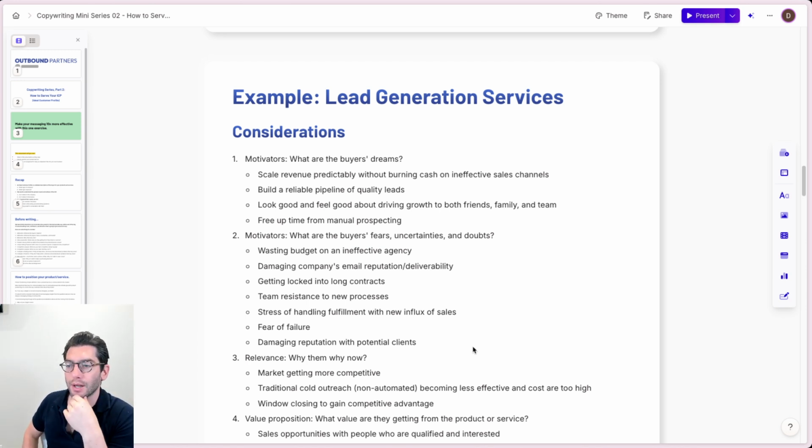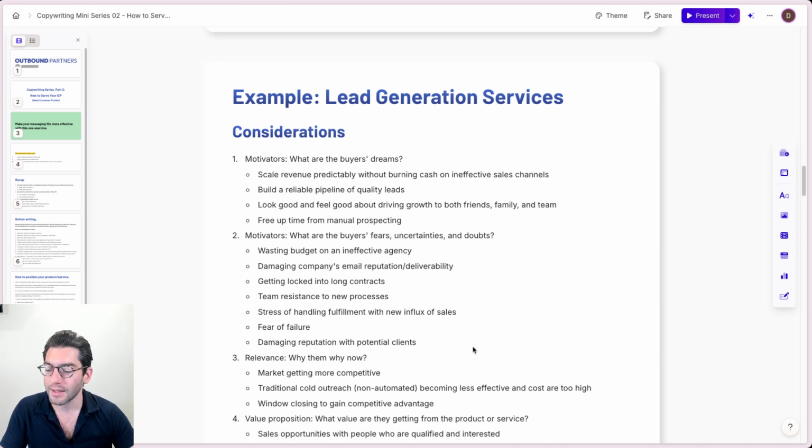What else is a buyer's dream? They want to free up time from manual prospecting. So yes, in theory, manual prospecting is just as good as automated prospecting. The difference is that your customer acquisition cost goes way up, because the cost to manually prospect is extremely expensive. So when you can use automation tools and things like that, you're actually saving a lot of time and making the whole process of acquiring customers more efficient.